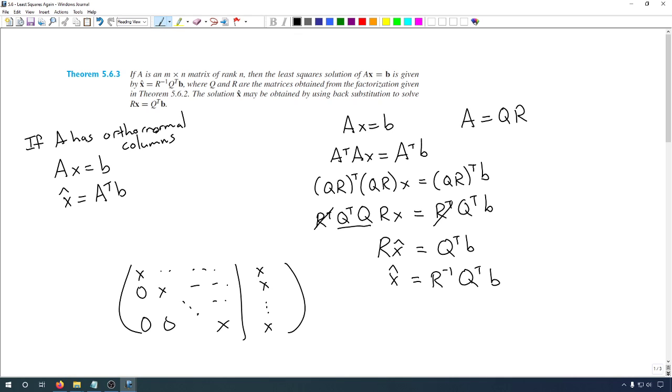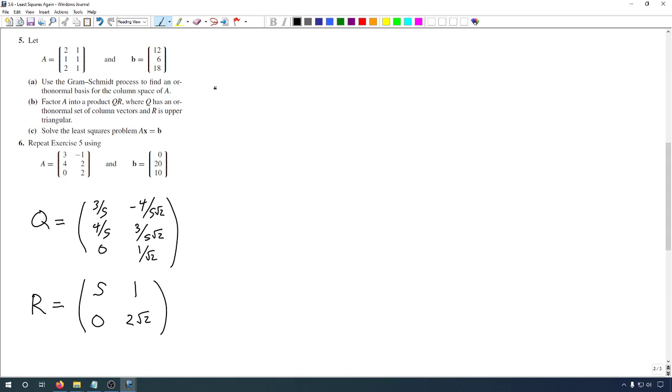So let's actually do that in some of the problems we've already worked on. Going back to problem 6, we started with this matrix A. It was a 3 by 2 matrix. We found the Q and R, the QR factorization, so A is the product of Q and R. And they gave us a vector B, and we wanted to solve the least squares problem AX equals B.